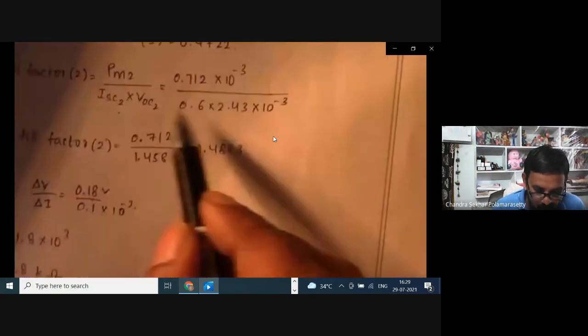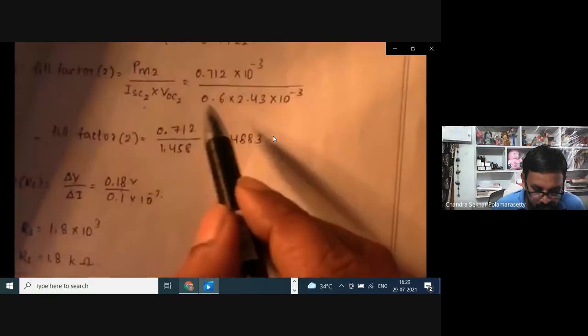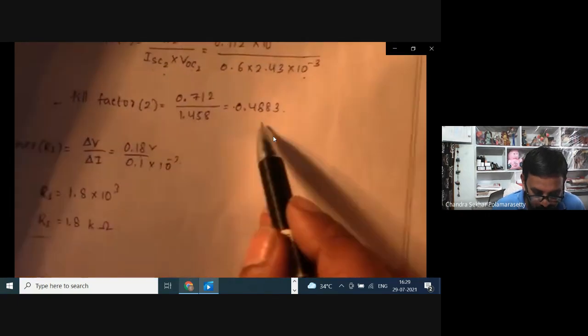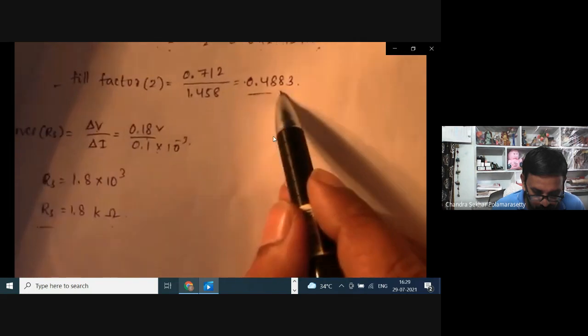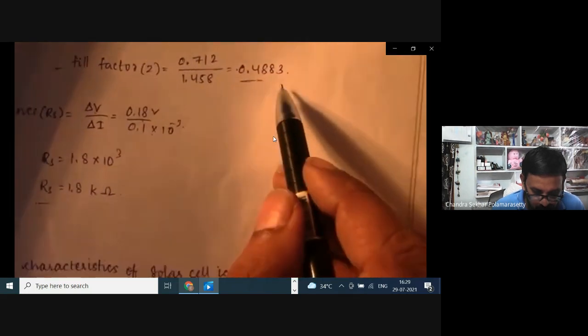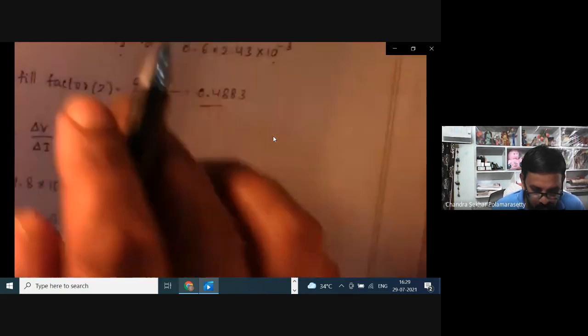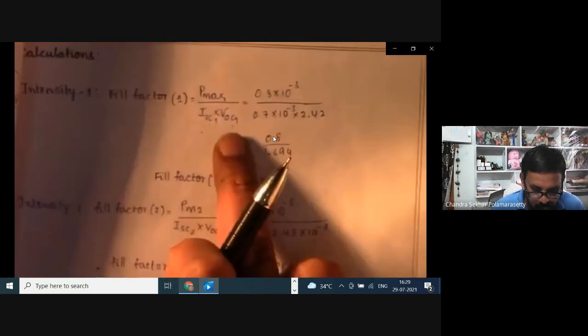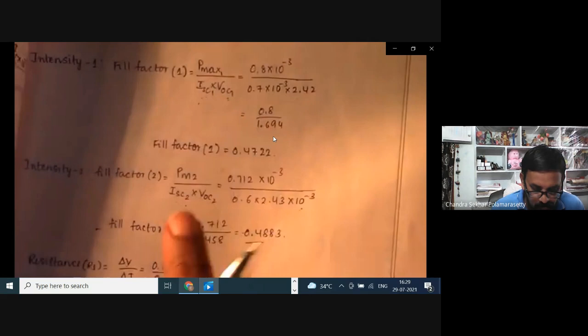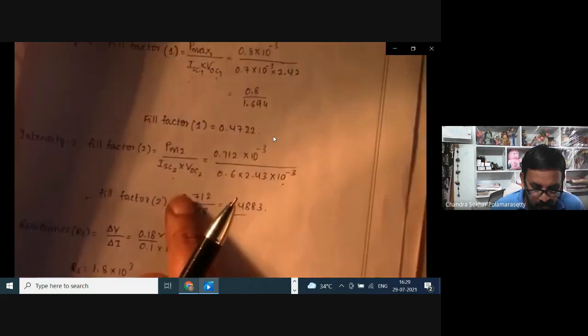So here you may have one question. What is the rule for the interval? That depends upon your values. So here the voltage goes from 0 to approximately 2.5 volts. That's why we have taken the range of voltages from 0 to 2.5.